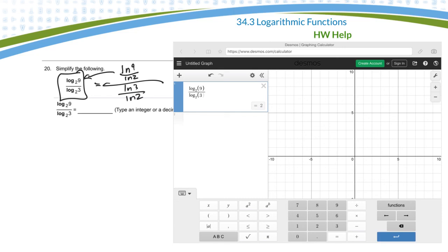See, I was thinking 3. No, the answer comes out to 2. So the answer is 2. And there's probably other ways you could have done that same question, but that'll give it to you.